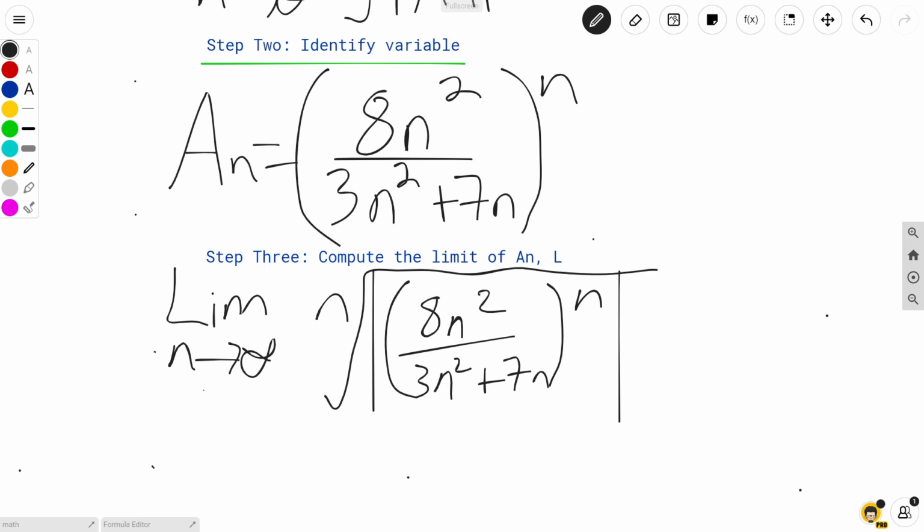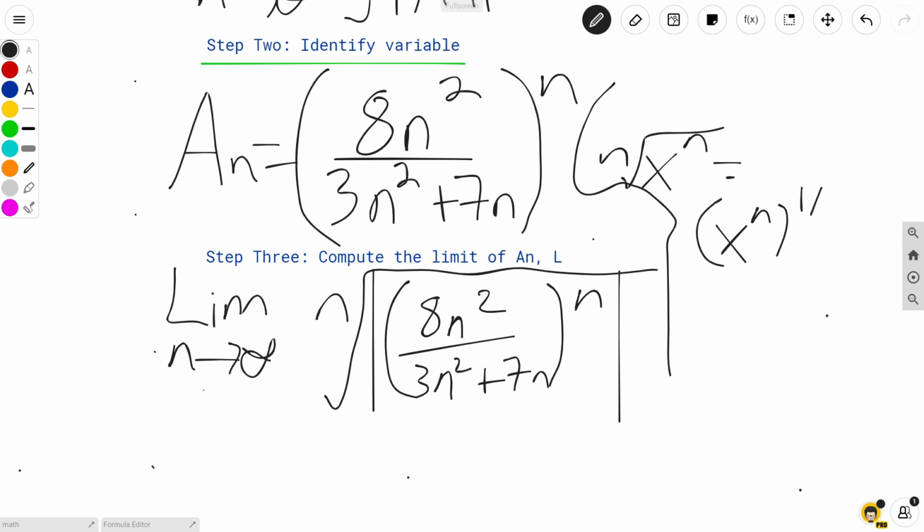raised to the nth power, and then the nth root. In this case, I want you to notice that we're raising something x to the nth power, and we're taking the nth root. So we can actually write this as x to the nth power, raised to the 1 over n. And n times 1 over n is equal to just 1. The n's will cancel out. So that's the same logic here.